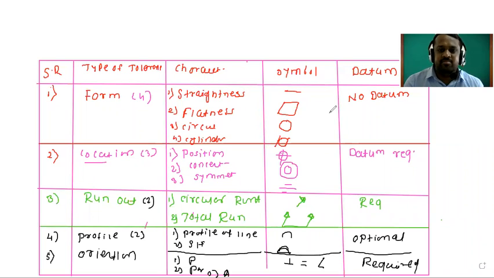So this is the symbol. For this symbol, in the control frame box, in the first box we will give the symbol like this. Then we will give the tolerance, and third we will give the datums. The meaning of that, suppose it is flatness: the flatness of that surface should be within this tolerance with this datum.